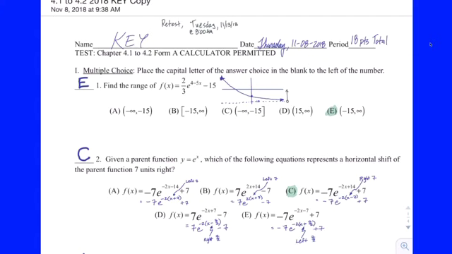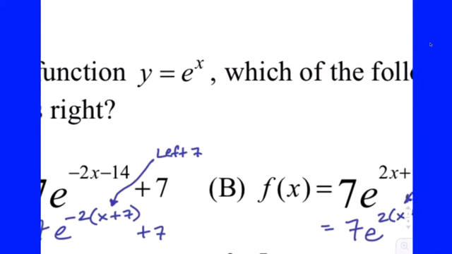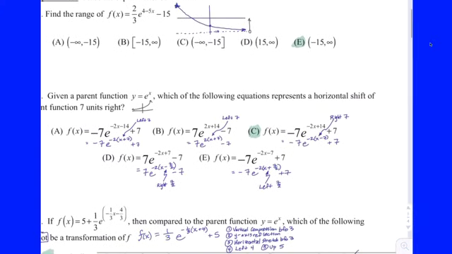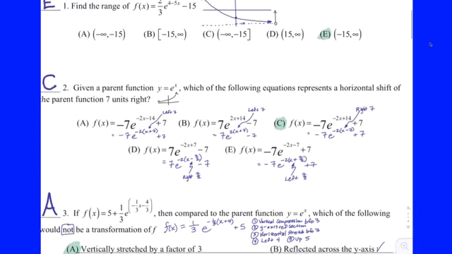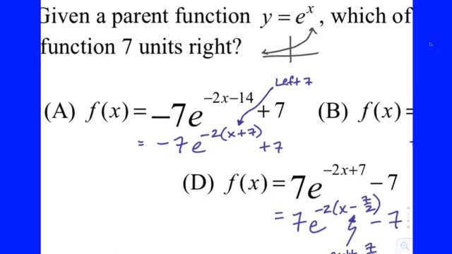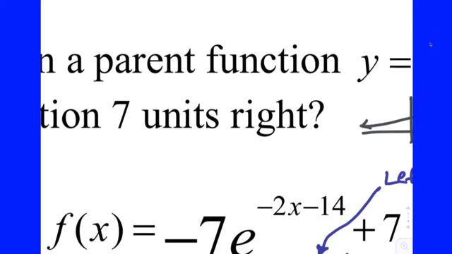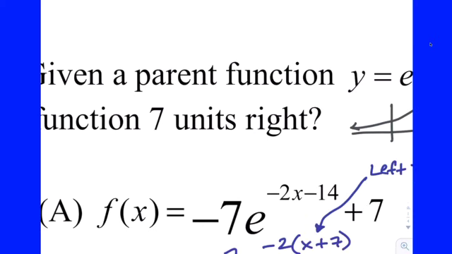All right, number two, given the parent function e to the x again. Wow, okay, so as soon as you hear e to the x, you're thinking this fellow right there, e to the x. Which of the following equations represents a horizontal shift of that parent function 7 units to the right? All right, so give yourself a chance here. If you're moving 7 units to the right, in the exponent, you're going to have your horizontal shift. And if it's to the right, is it going to be x plus or minus 7? Minus. Good, because it's opposite.